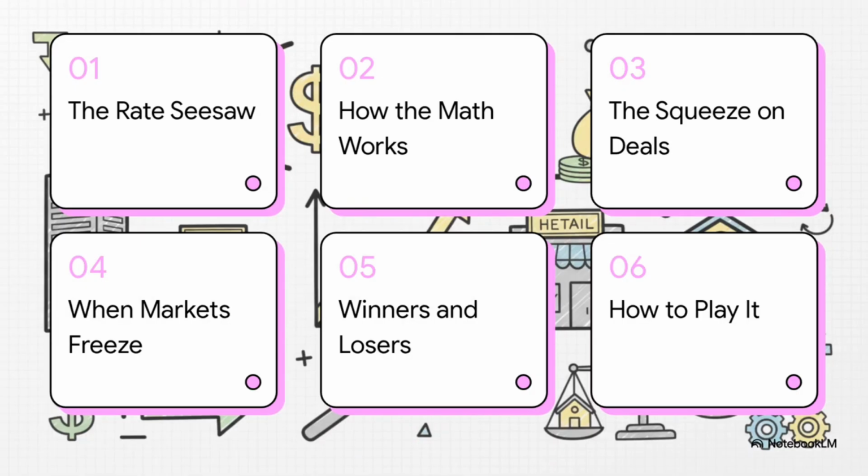So here's what we're going to walk through. We'll start with the basic concept, what I call the rate seesaw. Then we'll get into the actual math, how deals get squeezed, why that causes entire markets to freeze up, who the winners and losers are, and, maybe most importantly, how you can actually play it.